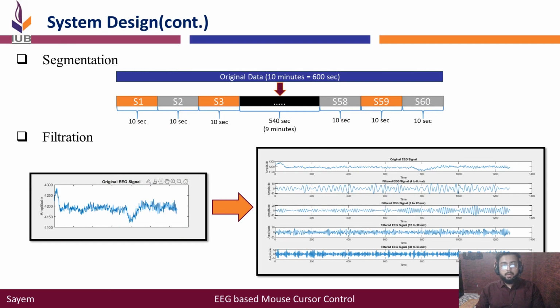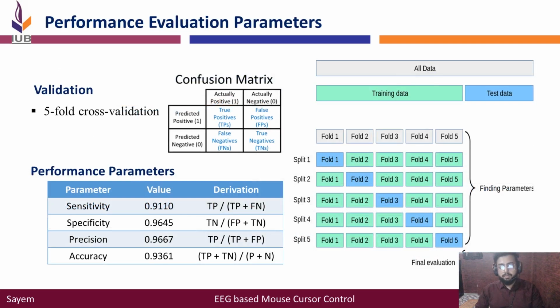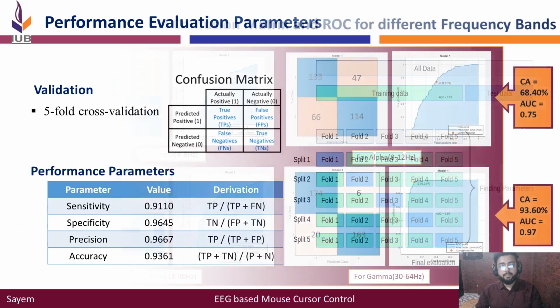We have segmented the raw data into 10-second small chunks, and after that we went for the filtration so that we can remove the unwanted noises. Moving to the performance evaluation parameters, we have used five-fold cross validation as well as the confusion matrix so that we can show the sensitivity, specificity, precision, and accuracy performance parameters.